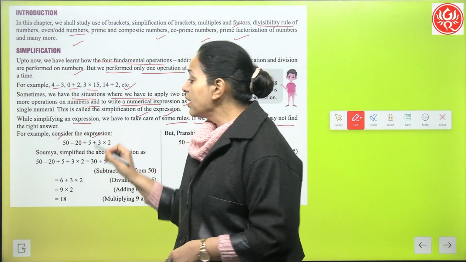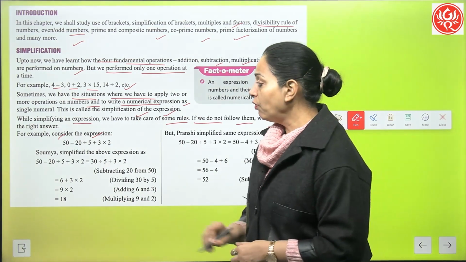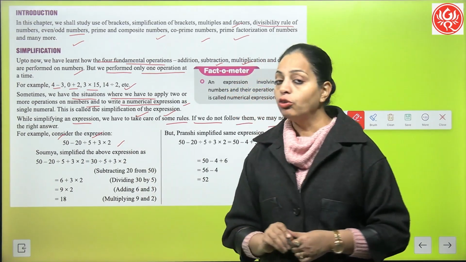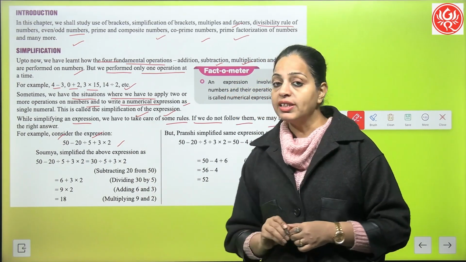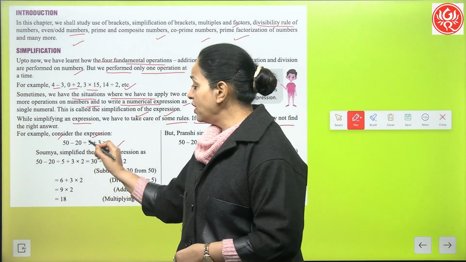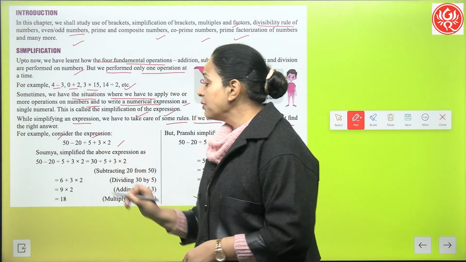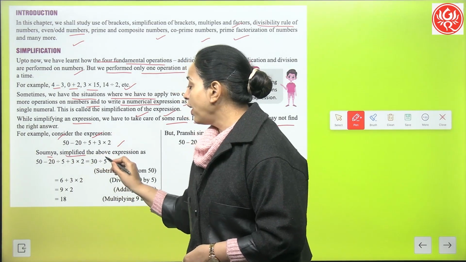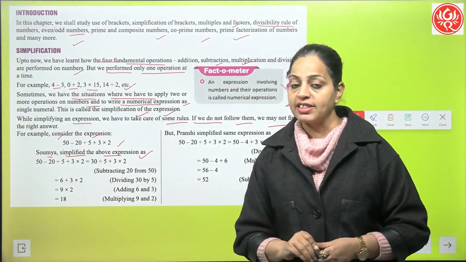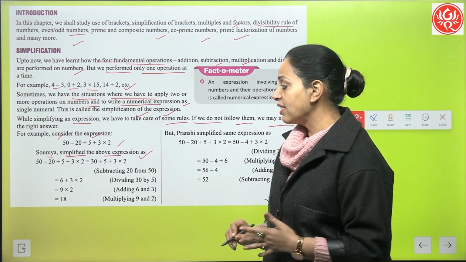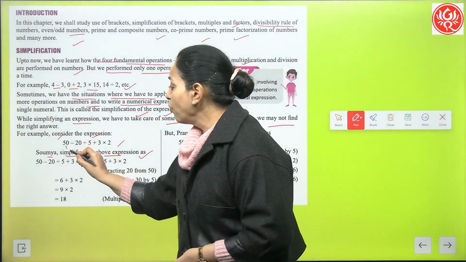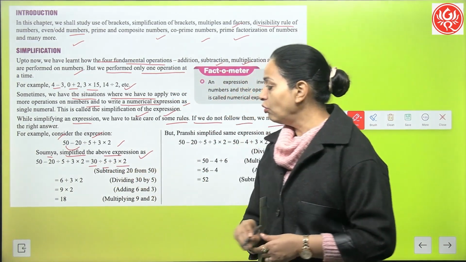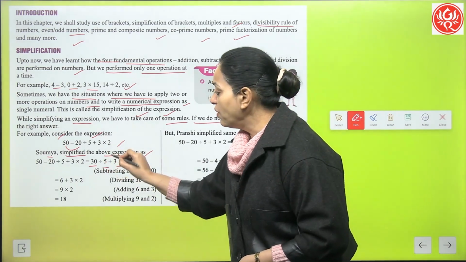Now, for example, consider the expression 50 minus 20 divided by 5 plus 3 into 2. Now you can see we have minus sign, division sign, plus here and multiplication here. Okay. Now, Soumya, one girl, simplified the above expression as follows. What has she done? She has done first 50 minus 20, 30, then divided by 5 plus 3 into 2. Then she performed division.